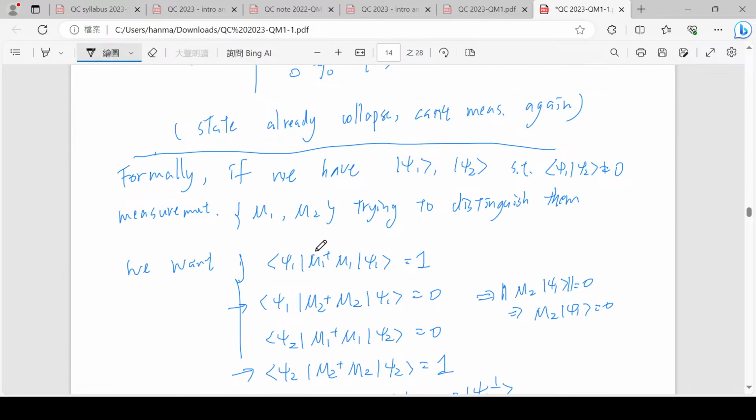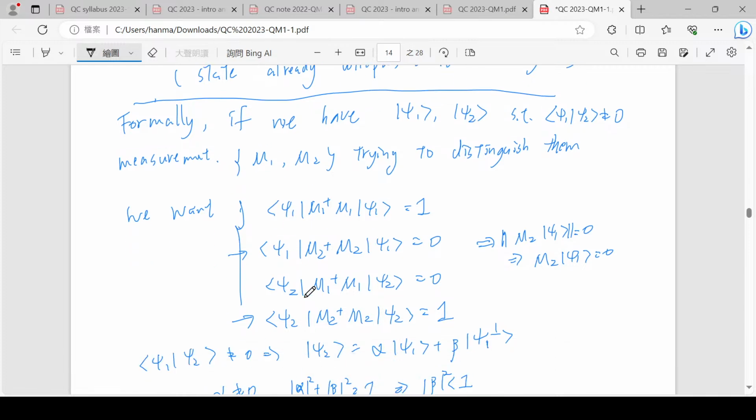We want psi 1 to M1 to have probability 1, and psi 1 to M2 to have probability 0, because if it is 1, it must be 0. This is by completeness. And then psi 2 going to N1 has probability 0, and psi 2 going to N2 has probability 1. So this is perfectly distinguished.